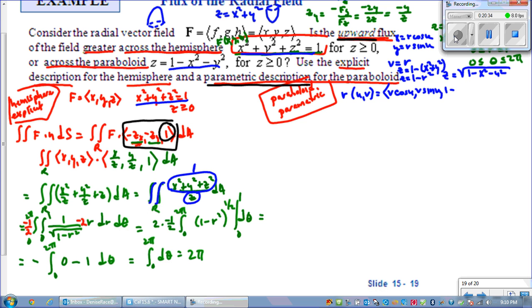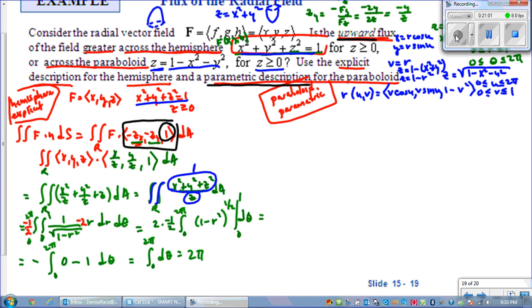So this is a parameterization using u and v. Our u, again, is our normal theta. It goes from 0 to 2 pi. And our v in this case, it's just the part for z greater than or equal to 0. And the highest point z ever has is 1. So the v would go from 0 to 1. So there's our parameterization for the paraboloid.